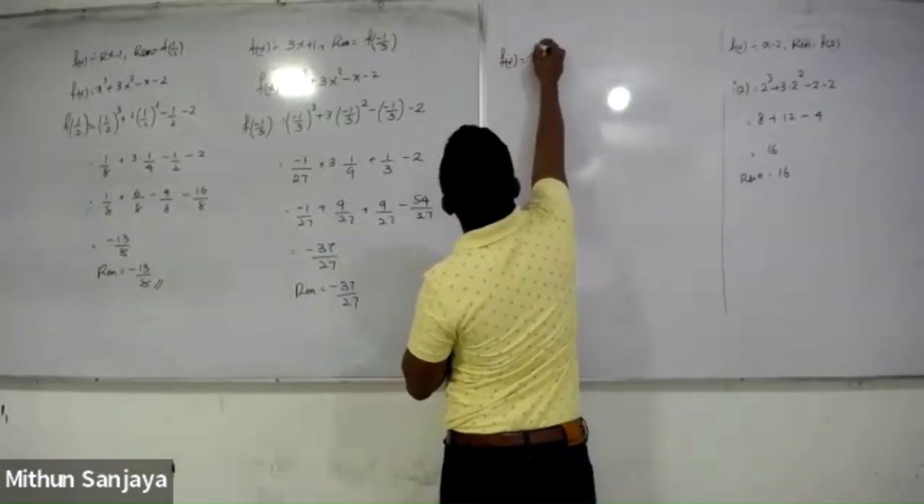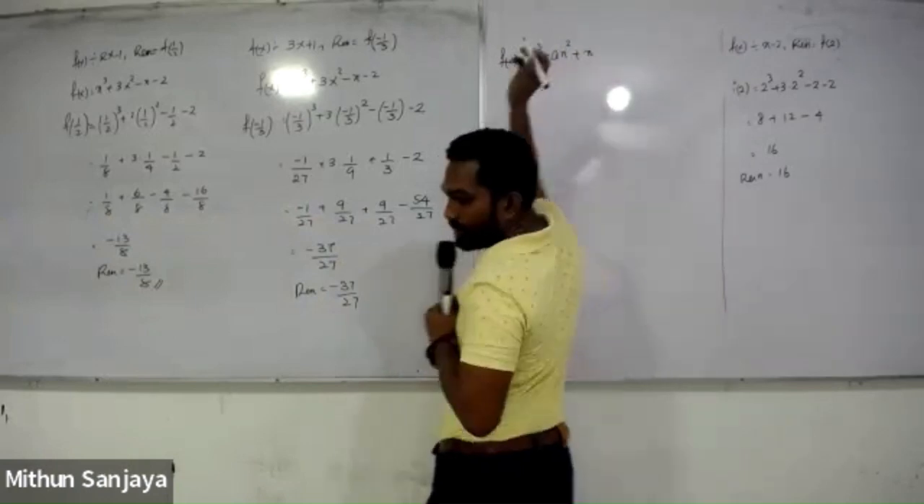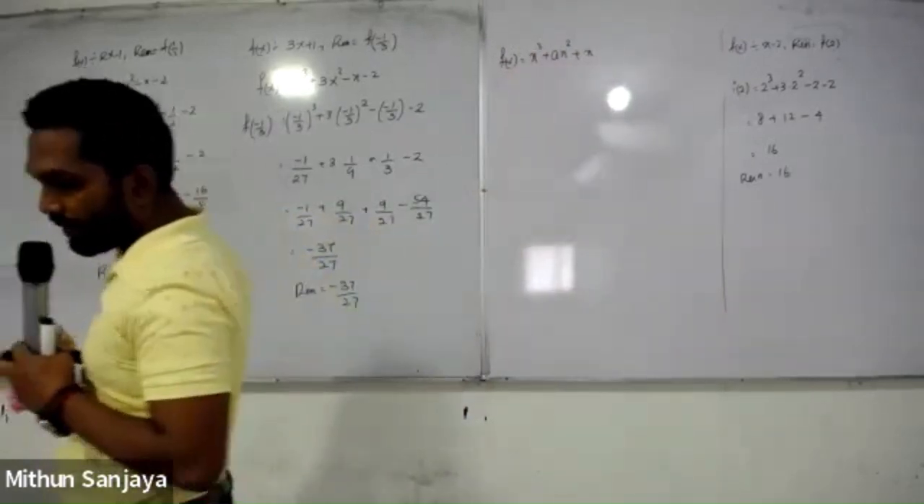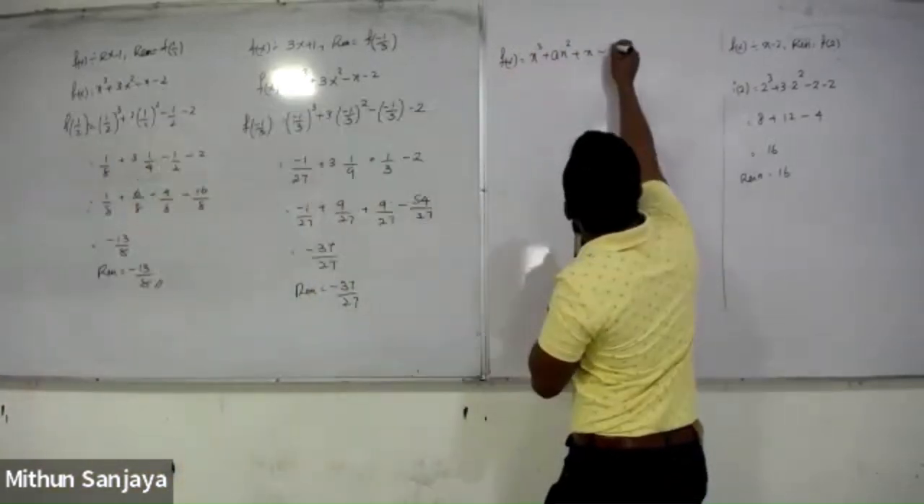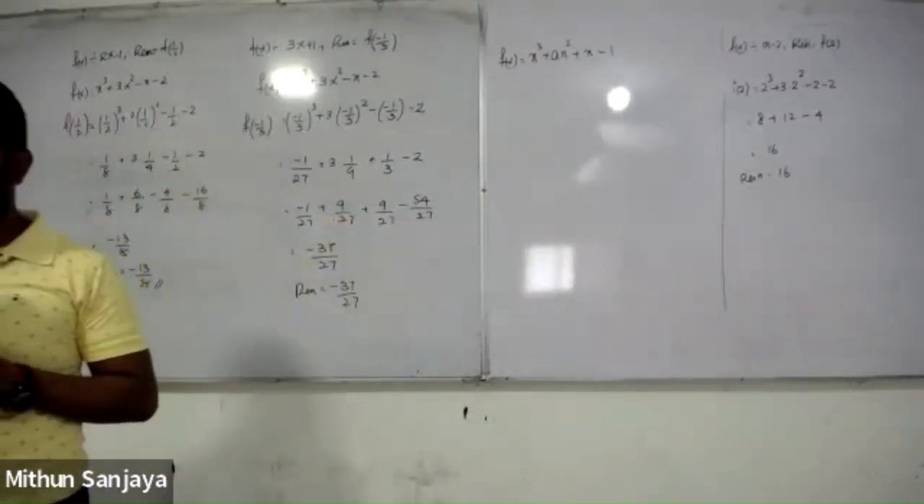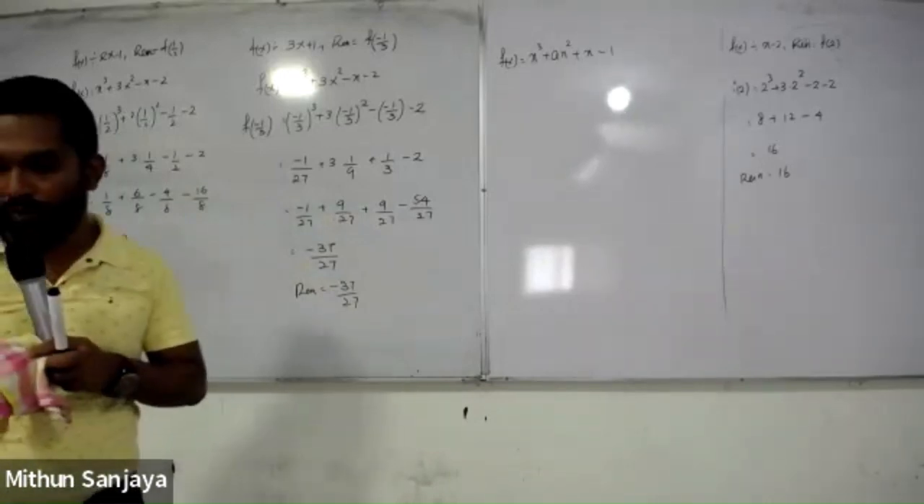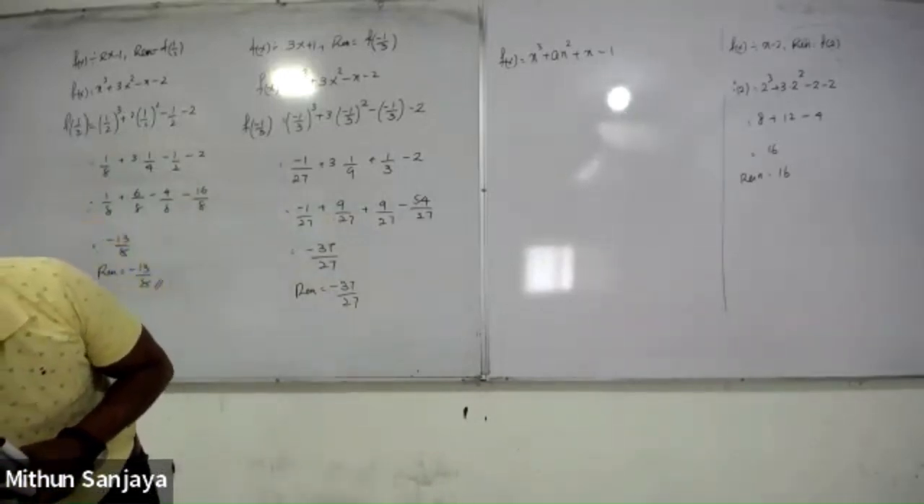f(x) equals x cubed plus a x squared plus x minus 1. Now here we have 1. Find the value of a. Now we need to get a value. Find the value of a.